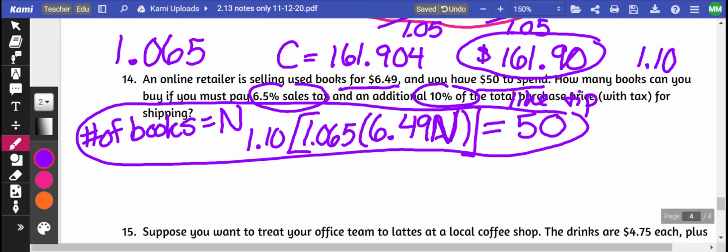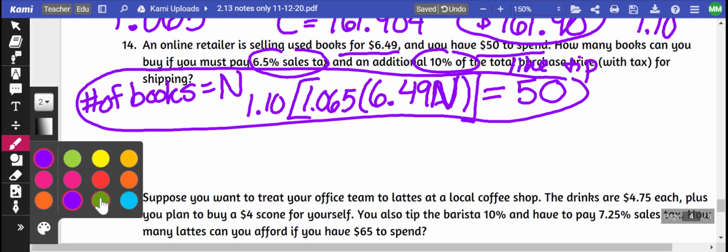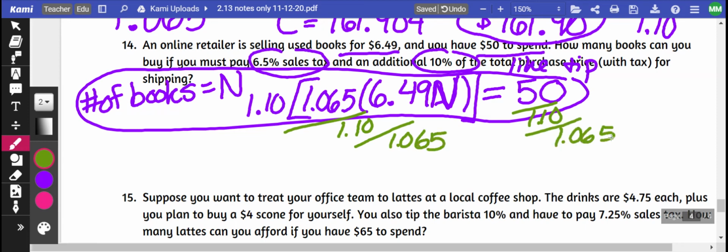On this one, is anything being added at all? No, we have everything just multiplying with n. So here's a trick for this one. If everything is just multiplying with n, we can just go ahead and from the outside to the inside, divide. So first divide by 1.10, and then 1.065, and then 6.49. So just make sure you do it in that order.